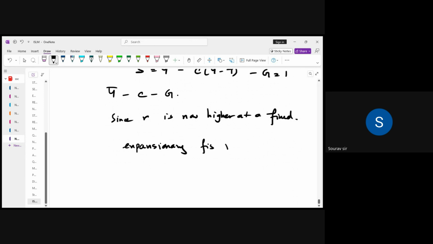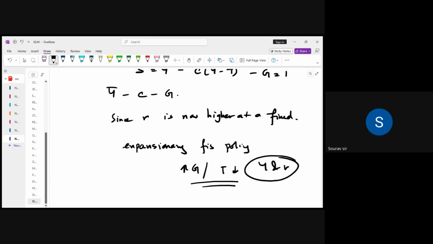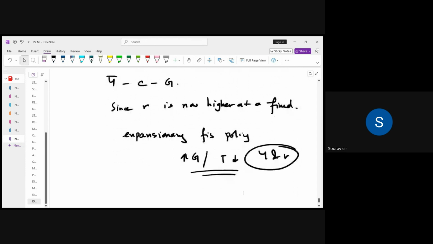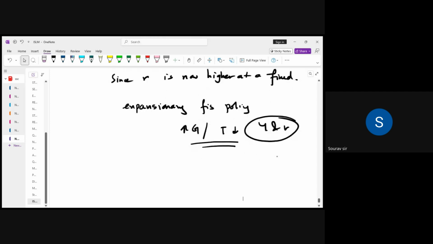We have to factor in which works to what? An increase in G or a cut in T, or both at the same time. Okay. So this is the IS relationship we see between Y and R. This is for your IS curve. Now, I will start with the LM curve.